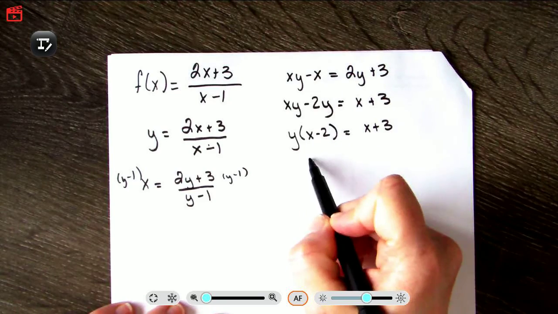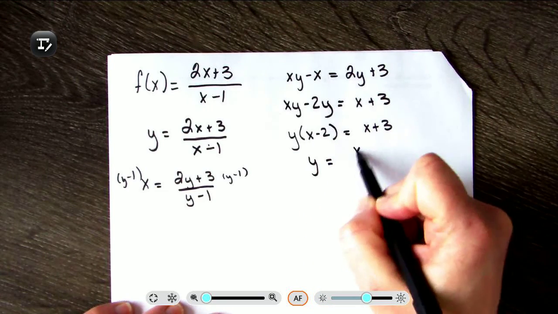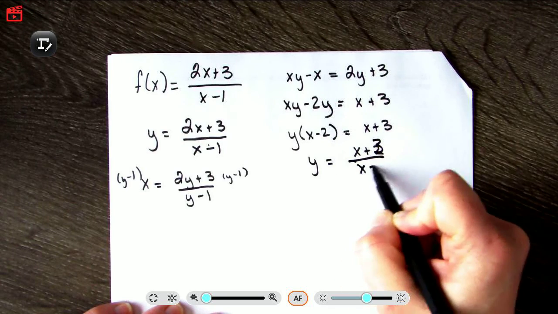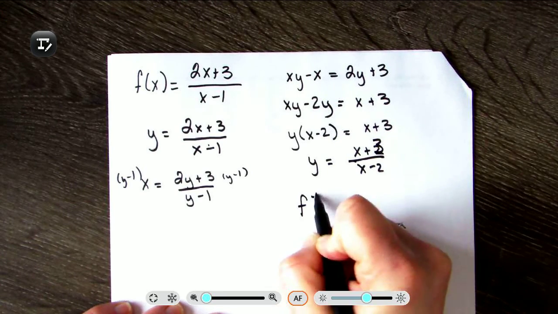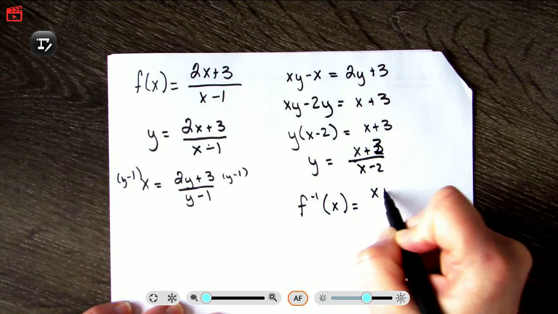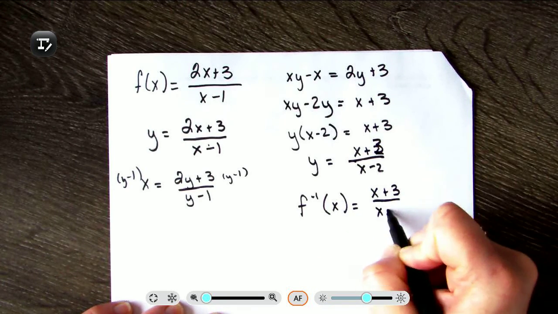And now we will divide by that x minus 2. Whoops, that's a 3. And so my inverse function is x plus 3 over x minus 2.